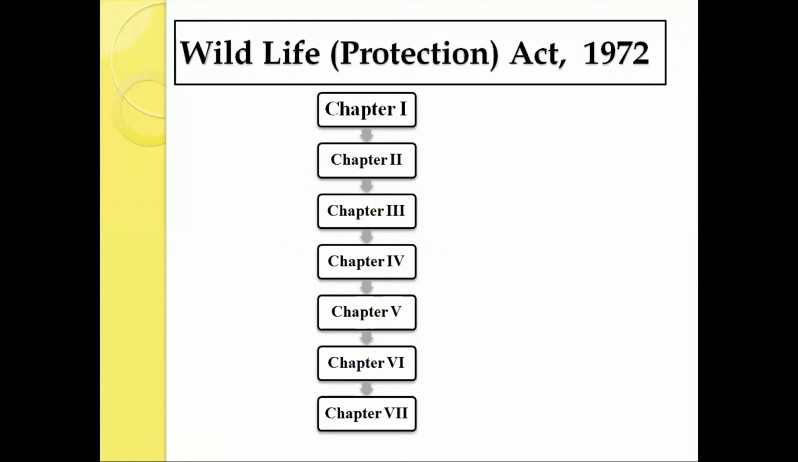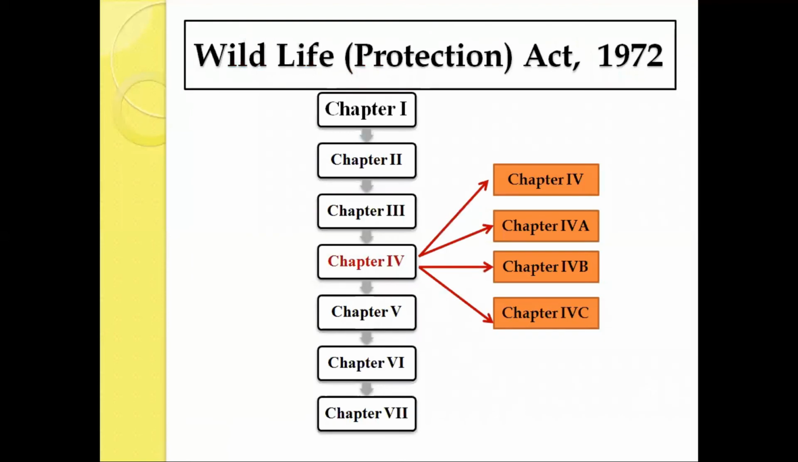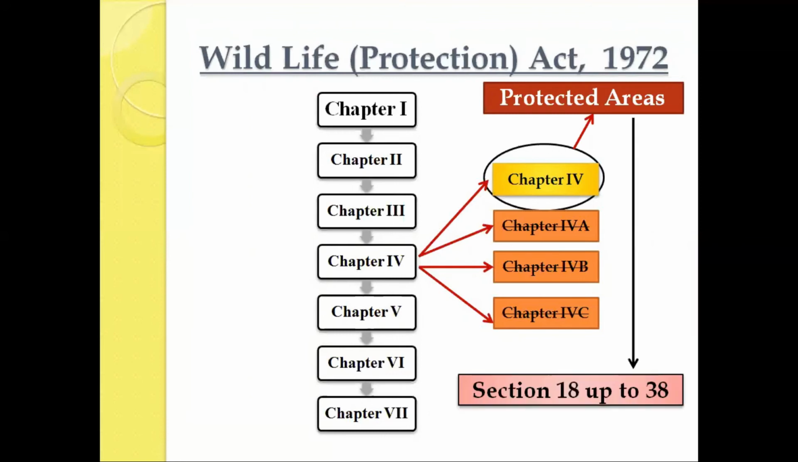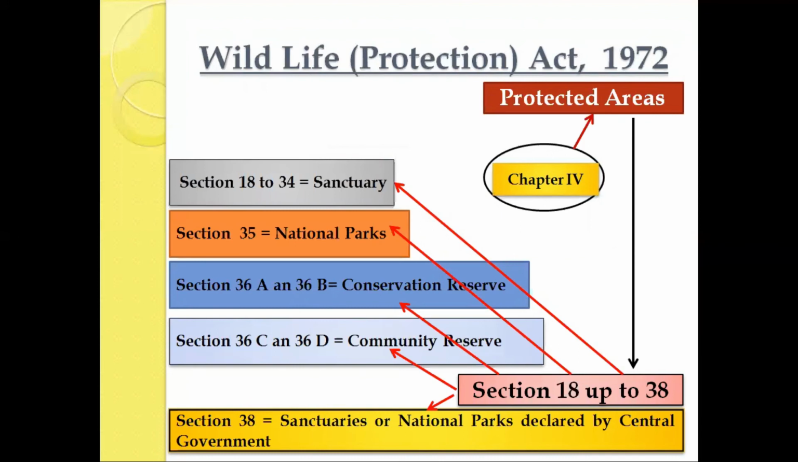Under the Wildlife Protection Act, Chapter 4 is divided into 4 chapters: Chapter 4, Chapter 4A, 4B, and Chapter 4C. Chapter 4 specifically deals with the protected area, and these protected areas range from Section 18 up to Section 38. Section 18 up to Section 34 talks about sanctuaries. Section 35 talks about the national parks.